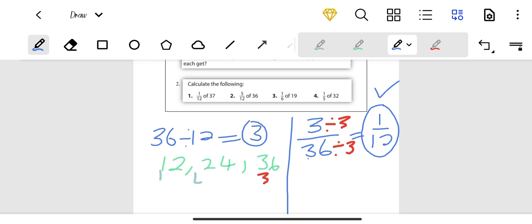I hope this made sense. So number 2 says, calculate the following: 1 over 12 of 36.